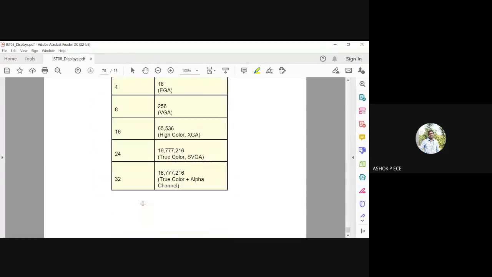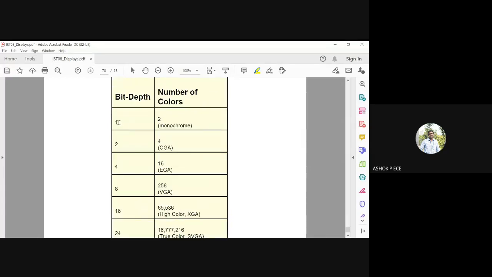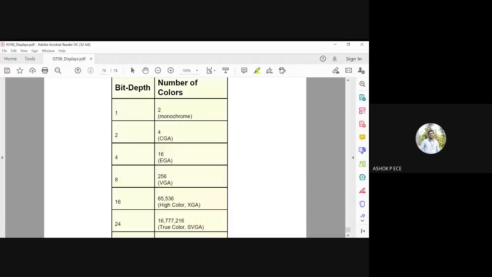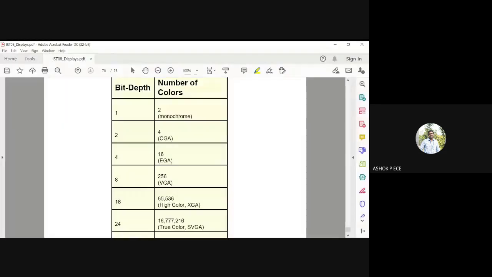Depending on the bit depth, you have the number of colors that can be used. If it is 1 bit, you have 2 colors, it is monochrome, black or white. 2 bit means you have 4 colors, 2 power 2, it is called CGA, color graphics adapter. 4 bit means you're going to have EGA, enhanced graphics adapter. 8-bit means you have 256 colors. It is called VGA. You know what is VGA? Video graphics array.